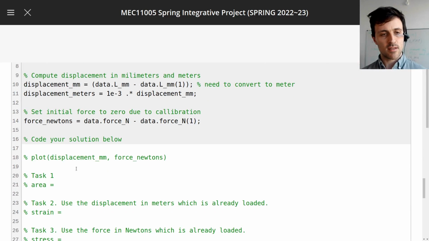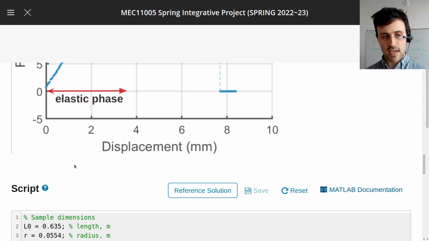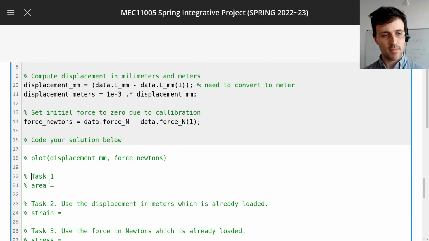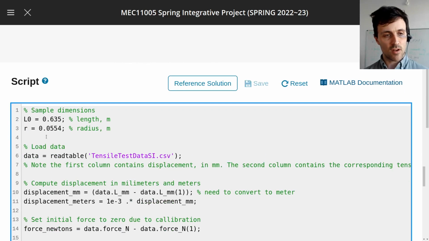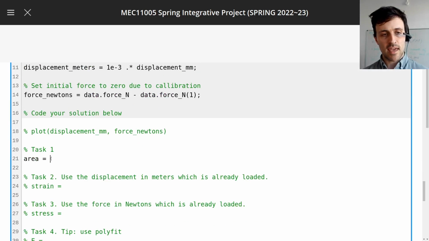So task 1, it wants the area of the specimen. So let's do that. So the area, sorry, I'm not going to uncomment that. The area, it's a cylindrical specimen, and the radius is already given, so locked in here. So the cross-sectional area of a cylinder is pi r squared. You can do pi in MATLAB like that.